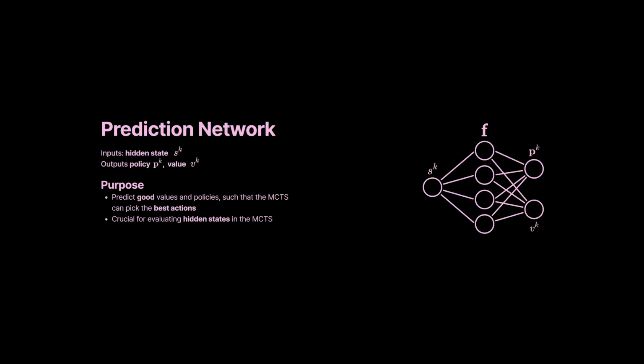Now we have the prediction network. It inputs a hidden state and outputs a policy and a value, and its purpose is to predict good values and policies such that the Monte Carlo tree search can pick the best actions. It's crucial for evaluating the hidden states in the search.